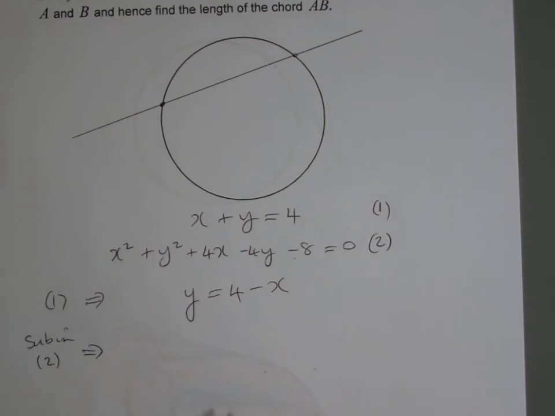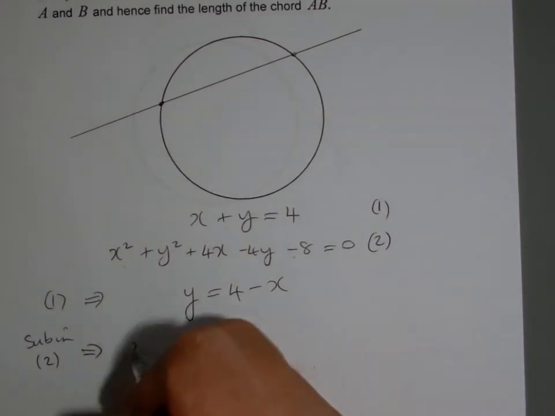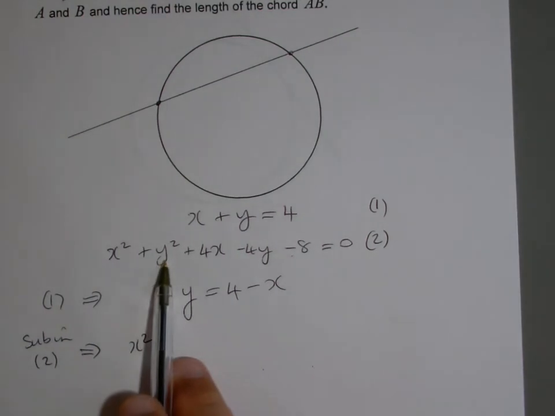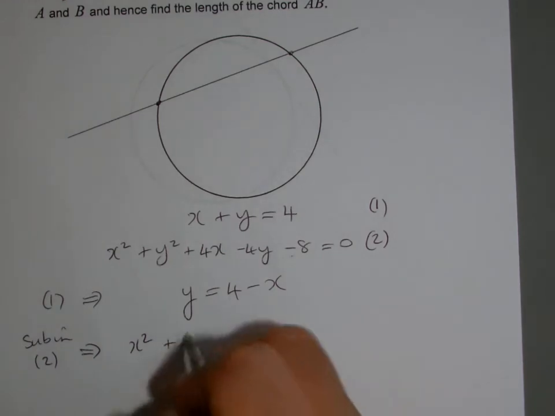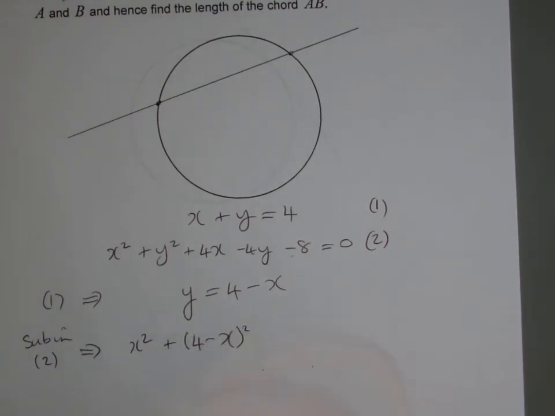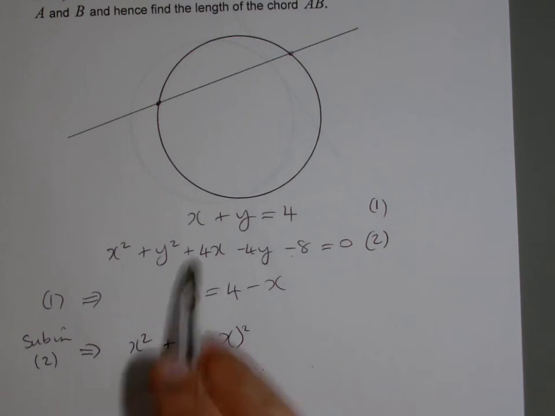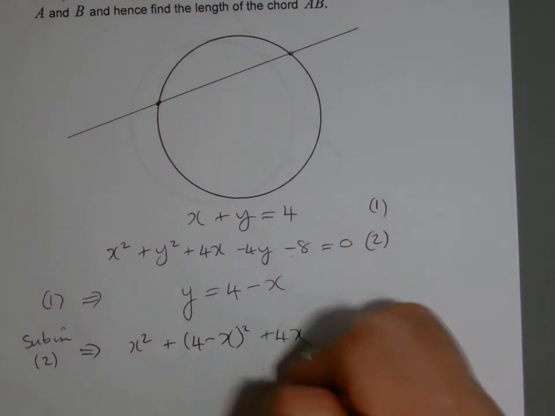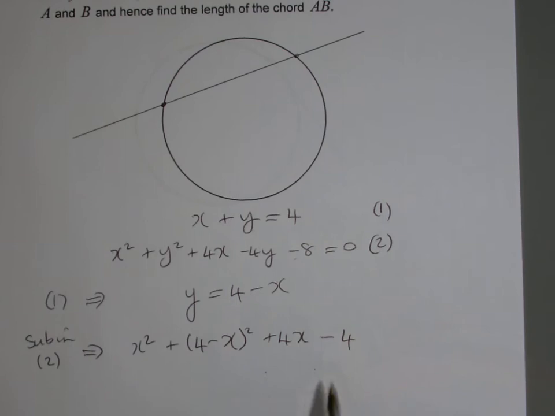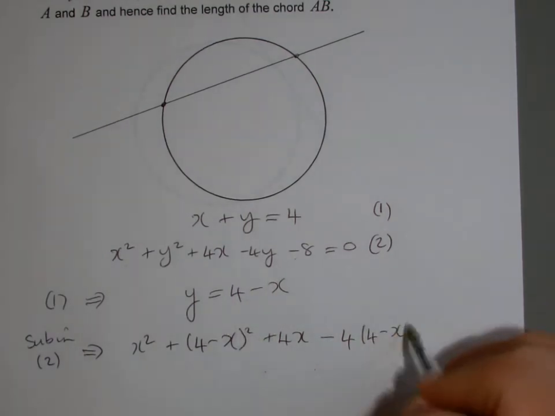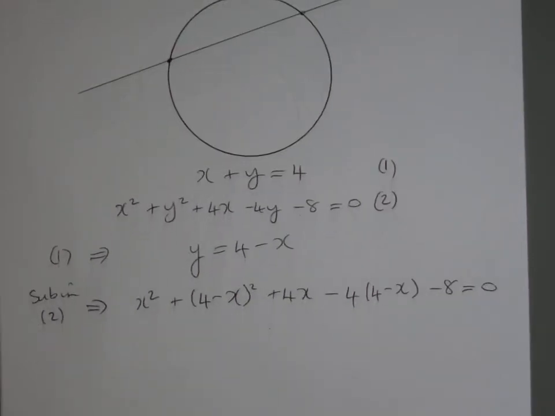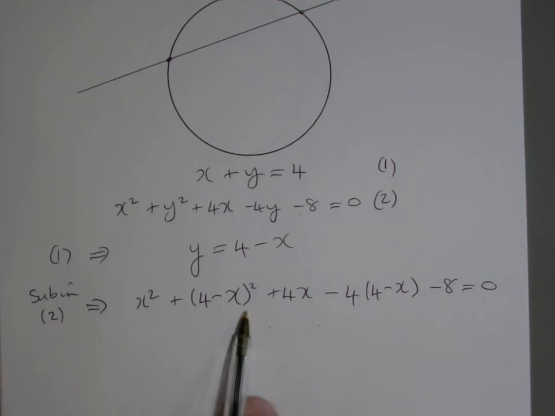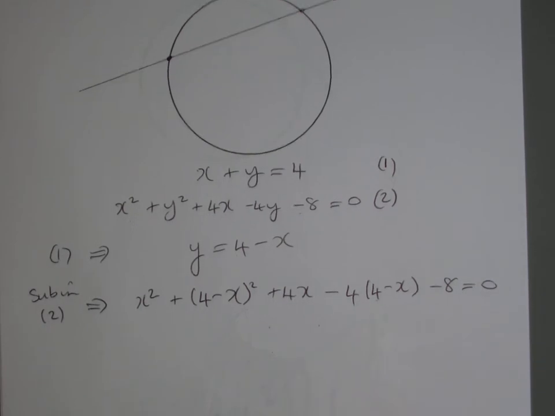So what will I get then? I've got x squared plus y squared, but remember y is equal to 4 minus x, so I put in 4 minus x all squared, plus 4x minus 4y, but remember this is what my y is, so sub that in, minus 8 is 0. So you've got quite a lot going on here. What we're going to do now is expand this bracket and then simplify.